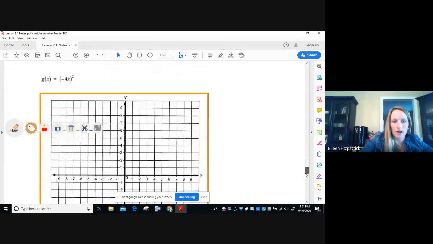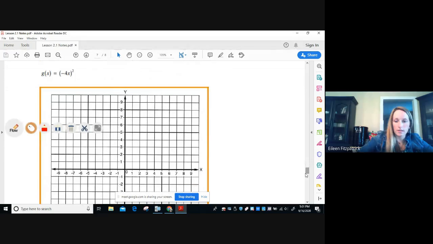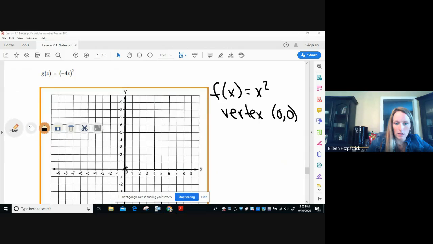Okay, I think this is the last graphing problem we're doing. So I'll get started by writing the parent function again. The parent function is f of x equals x squared, and the vertex is at 0, 0. So I'll plot that point here. The core points are out 1, up 1, out 1, up 1, out 2, up 4, out 2, up 4. Okay, there's my parent function.